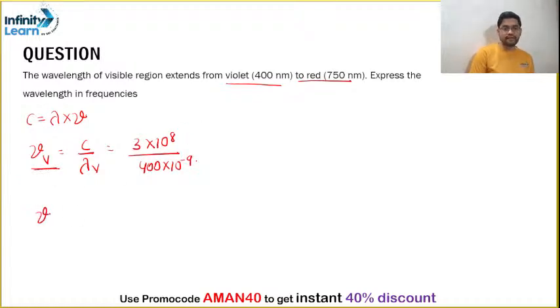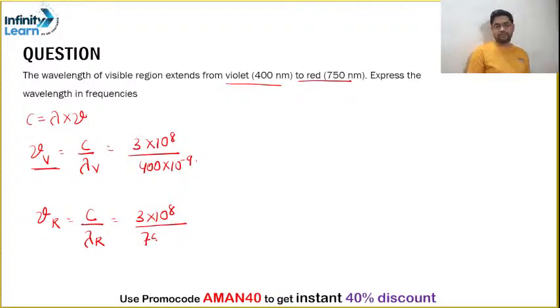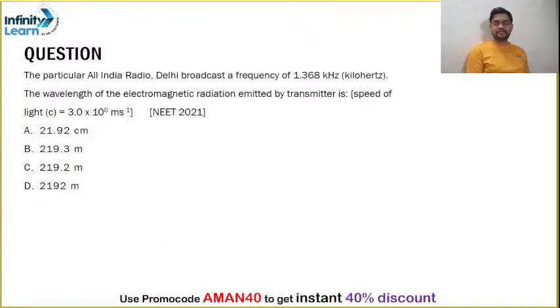Clear? And frequency of red is equal to what? That is 3 into 10 raised to 8 whole divided by 750 into 10 raised to minus 9. So you can solve this. Okay, clear? Next, a recent question was asked in 2021.